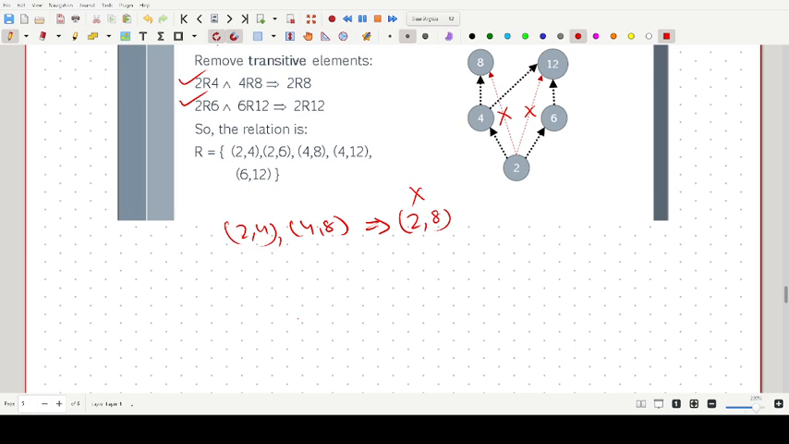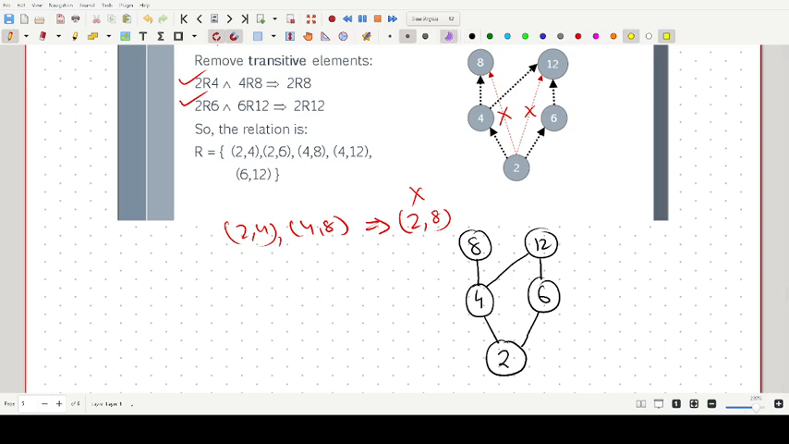So what I'll do is that I'll draw the Hasse diagram over here. 2 is the vertex down here, 4 is the vertex here, 6 is the vertex here. Both of these are at the same level, and 8 is the vertex here, and 12 is a vertex here. So only the immediate divisors of each of the elements are being mentioned over here. So this is our Hasse diagram.